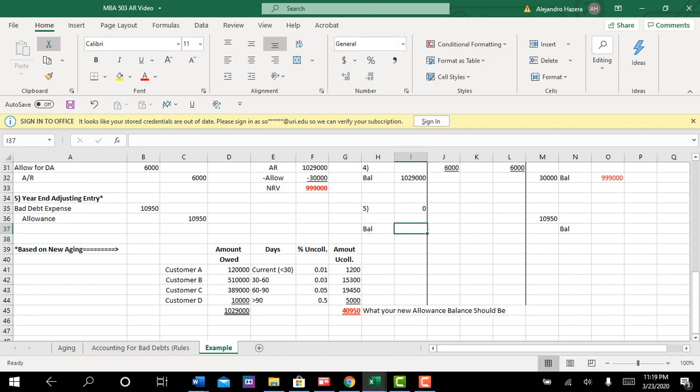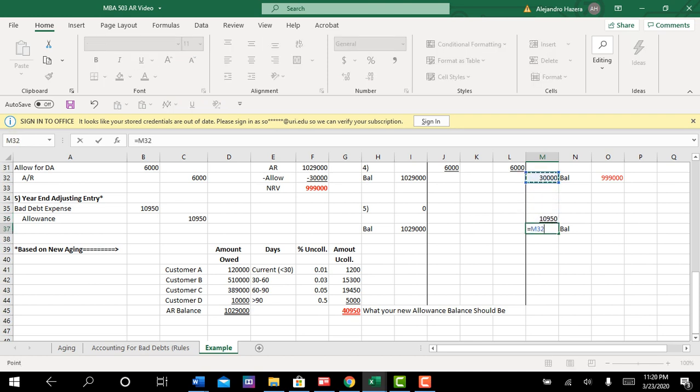Our new balance in accounts receivable is $1,029,000 plus 0, which gives you $1,029,000, which, by the way, is equal to the accounts receivable balance in the aging. This is your accounts receivable balance right there. And our final allowance for uncollectible accounts balance is going to be that $30,000 plus this credit to your allowance balance.